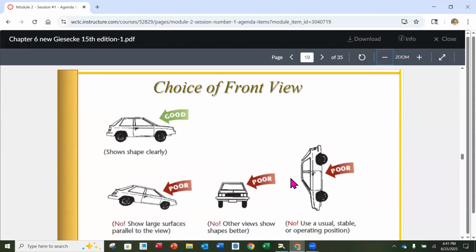The next one here is choosing the best front view. When we look at a car, the major shape of the car is usually going to be that side view that we see there, right? And we want to show it in its natural state. We're not going to show it going up or down a hill. So show it just horizontal, like normal.